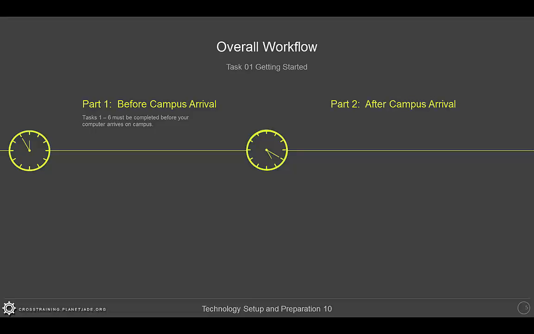Part 2 is the after campus arrival. As the name suggests, you can't complete this part until after your computer arrives on campus. You actually need to be on the college network in order to complete Part 2. So Part 1 can take a pretty long time. Sometimes it takes 5 to 6 weeks to complete all of that. Part 2 usually takes between 15 to 45 minutes, depending upon if you've done it before and how tech savvy you are. So just a note, Part 1 does take a very long time.